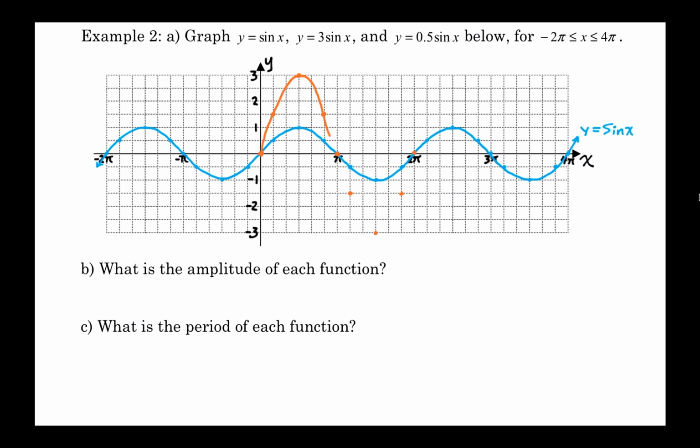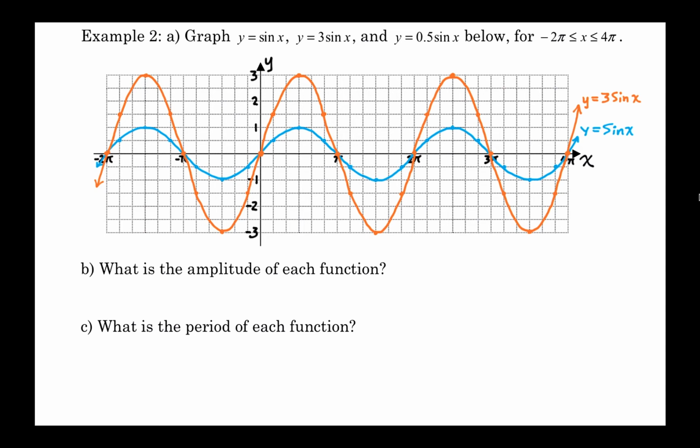So now I can complete this one cycle. And this is y equals 3 sine x for one cycle. And now I can repeat it on the next interval. And I can also repeat it off to the left there. So now that's a vertical stretch by a factor of 3. And I'm going to label it y equals 3 sine x, just so I don't get it confused with the other ones.